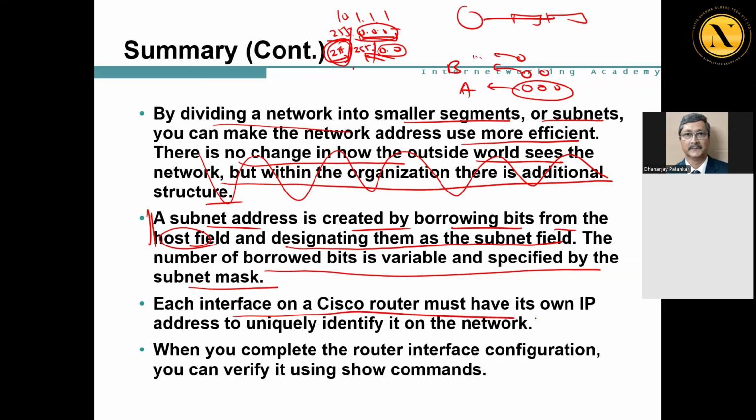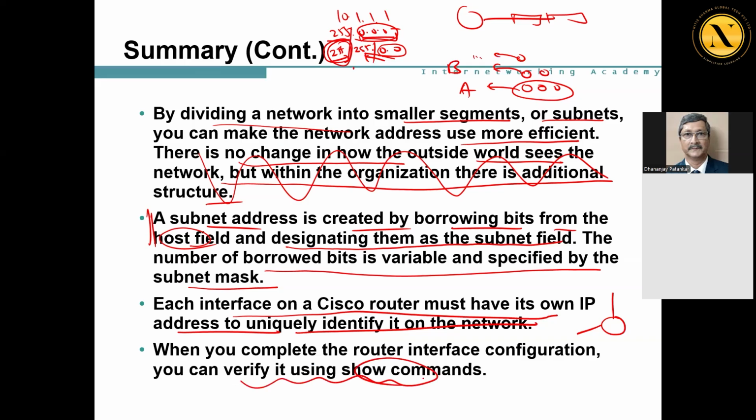Each interface on a Cisco router must have its own address to uniquely identify it on the network. I told you this. One router's two interfaces can never be in the same network or same subnet. They have to be in different networks, or they have to be in different subnets. Okay?